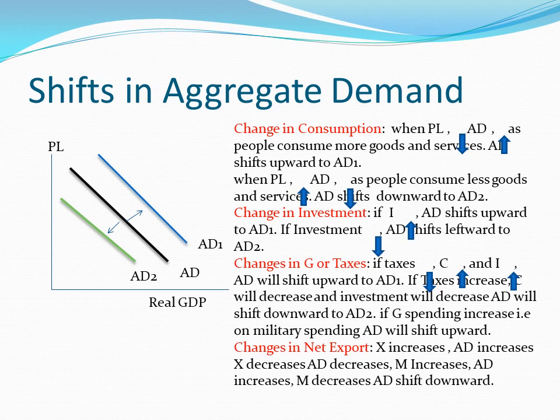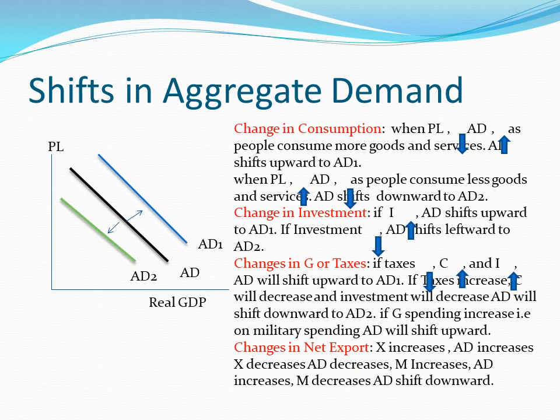Now the third point is changes in government spending or taxes. If taxes decrease, consumption will increase, investment will also increase, so the aggregate demand curve will shift upward to AD1. But in the reverse situation, if taxes increase, consumption will decrease and investment will decrease as well, so aggregate demand will shift downward to AD2.